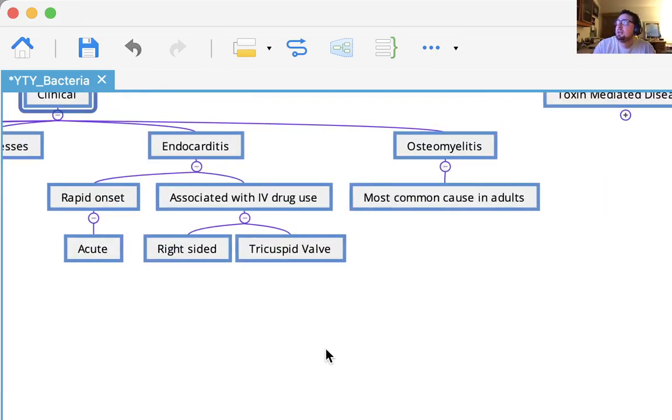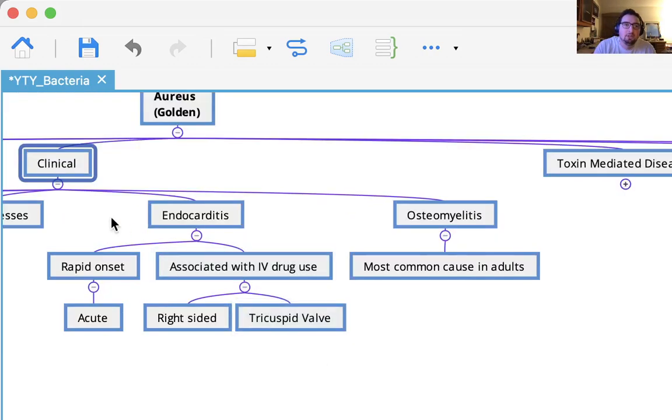Next, we have osteomyelitis, and the key thing here is that Staph aureus is the most common cause of osteomyelitis in adults. You'll definitely be asked that. Know that this is probably the one.